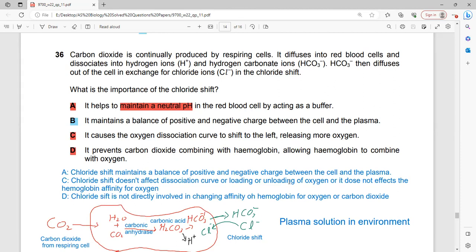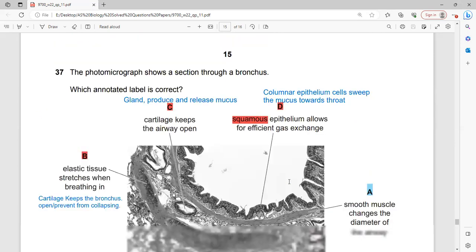So it's not related to the pH value, so it's not balancing the pH. So it's a wrong statement. It's not affecting the Bohr shift, or the affinity of hemoglobin with oxygen or carbon dioxide. So that's why the C and D options are wrong here. So here we have done.